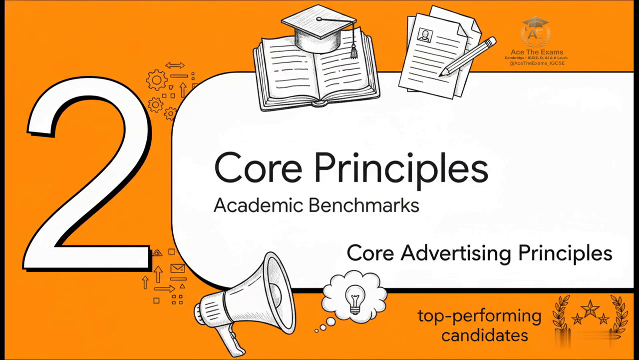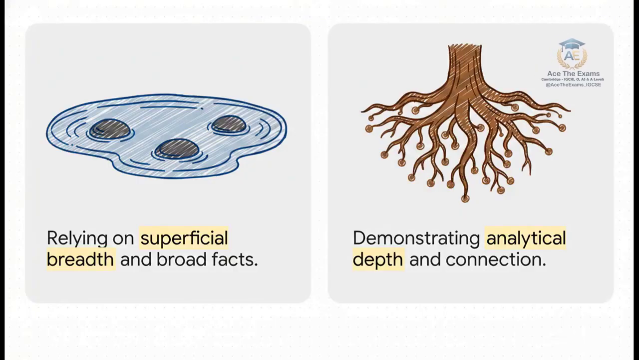Moving into Sector 2, core advertising principles. Time to decode the elder map. Right, here is where we encounter the dungeon boss prompt. The most common mistake candidates make, especially our warrior Alex, is relying on superficial breadth. That means just listing out a massive array of broad facts about an ad campaign to see what sticks. But the Cambridge assessment framework doesn't reward spamming basic attacks. It strictly demands analytical depth.